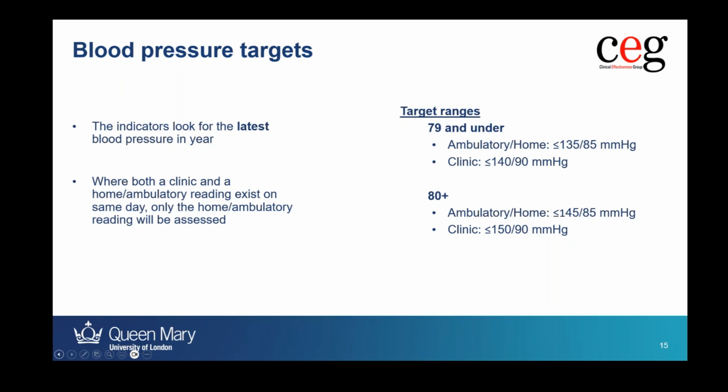For those 80 plus, the diastolic, so the bottom number, remains the same, but the top numbers are 10 higher. So for an ambulatory or home reading, it needs to be less than or equal to 145, and for a clinic reading, less than or equal to 150.